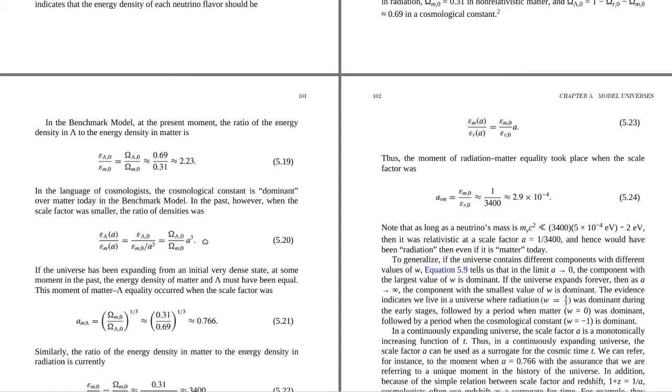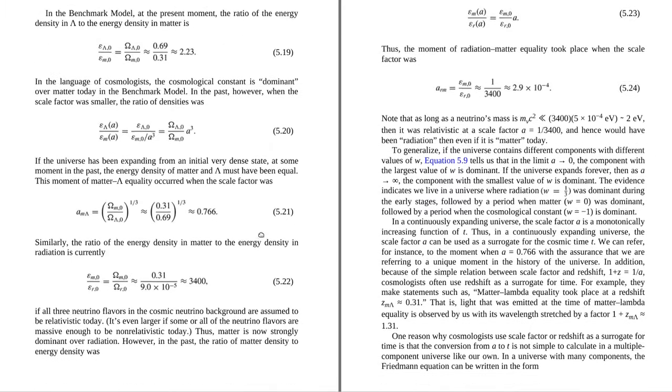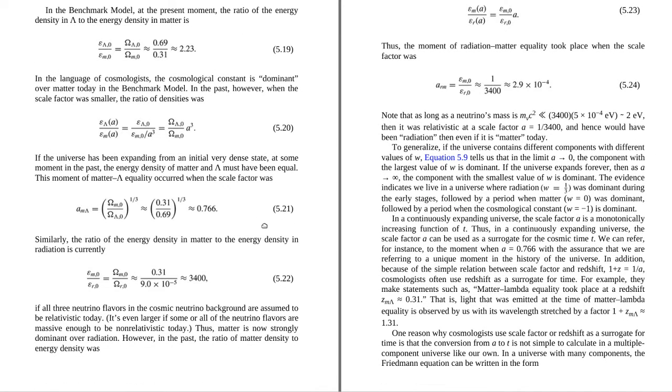Now we can set this ratio to 1 and see when these two contributions will be equal to each other, and solve for a. That a is going to be called a_mΛ, and the value comes to 0.766.